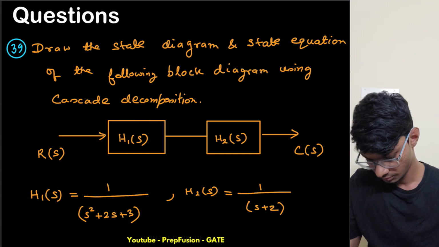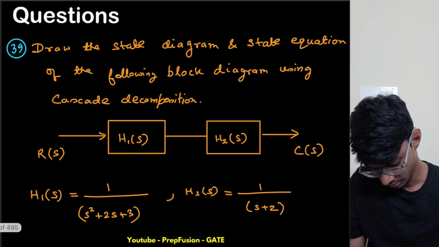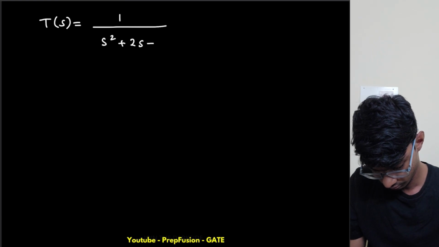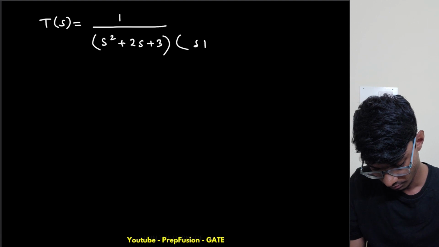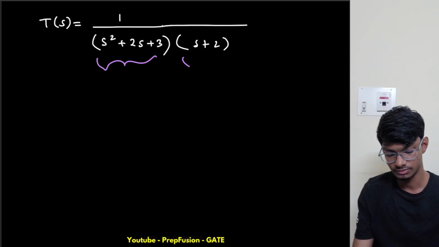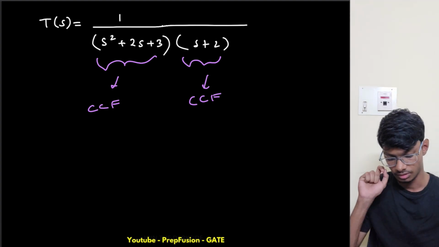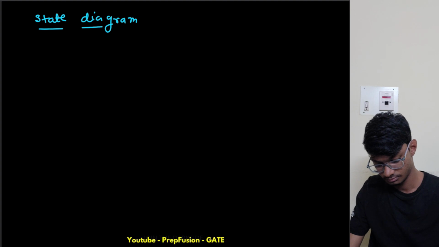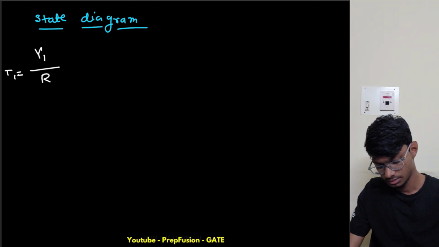So basically my transformation is 2s plus 3 times s plus 2. What I will assume is this one as 1 and this one as 1. Solve this using CCF and solve this using CCF, both of them individually. So how to solve this using CCF? Let me write the state diagram here. So my state diagram is, let's say, y1 upon r. This is T1 of s. Let me write the s functions also.